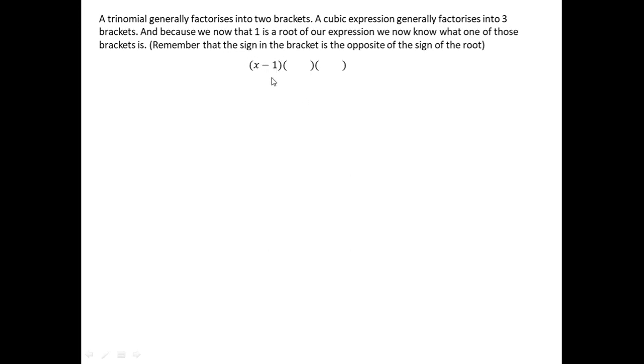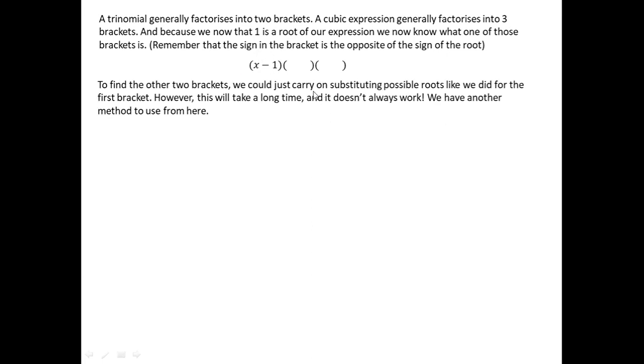So we've solved what goes into one of our brackets. We don't know what goes into the other 2. What we could do at this point is go back to all of those numbers from the list of possible roots. You could carry on substituting them into the brackets until you've filled out both brackets. But 2 problems. 1, that takes a long time, and 2, and more importantly, it doesn't always work. So we need another method to figure out what goes into these 2 brackets.